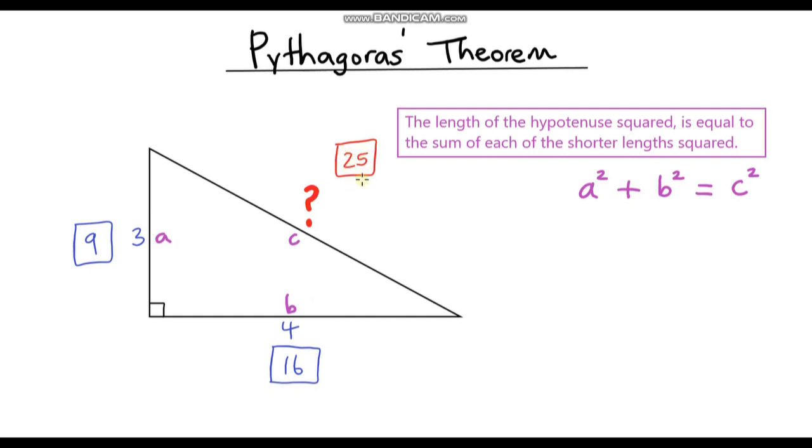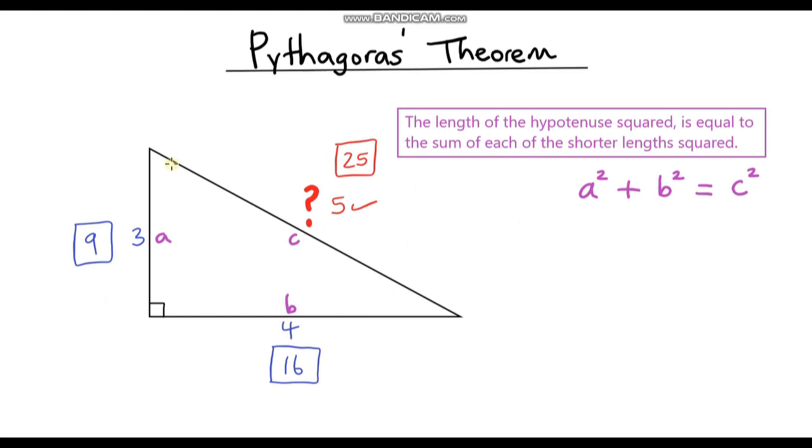And remember, that's not our final answer because that is the hypotenuse squared. We just want the hypotenuse. So the final thing to do is just take the square root of our answer, and the square root of 25 is 5. So our answer for the length of the hypotenuse is 5.